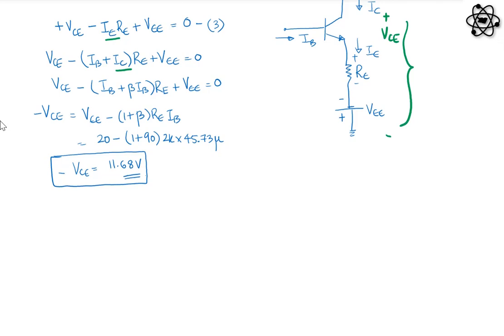So from this we can compute what IE is, equal to (1 plus beta) into IB, which is equal to 4.16 milliamps. So that completes the numerical. We'll try to solve similar numericals in the second part of this tutorial.